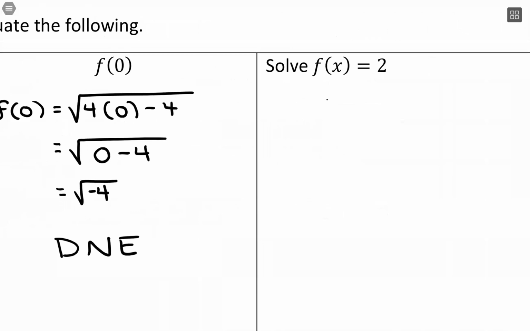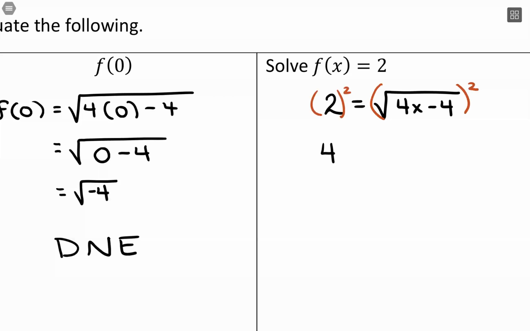Solving. So we're going to take 2 equals that square root of 4x minus 4. And we're going to solve using our methods of solving radical equations. So I have my radical symbol isolated on one side of the equation. We're going to square both sides. So I get positive 4 equals, and then over here that radical and exponent just kind of cancel out, so we'll have 4x minus 4.